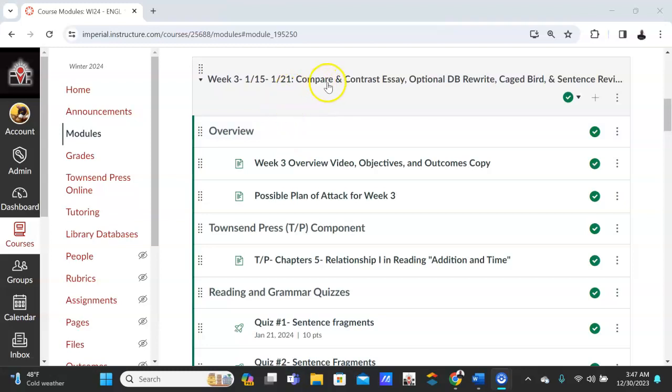This week we're going to go over a compare and contrast essay. There are two discussion boards. One of them is optional, the other one is required. We're going to talk about Cage Bird, and then we're going to review sentences. So let's go through.